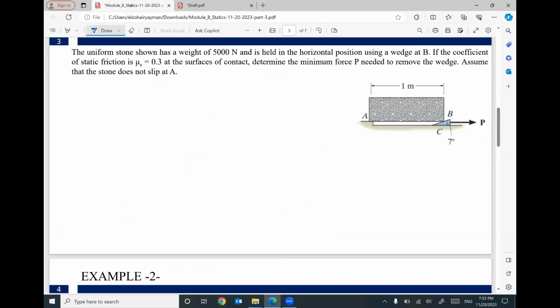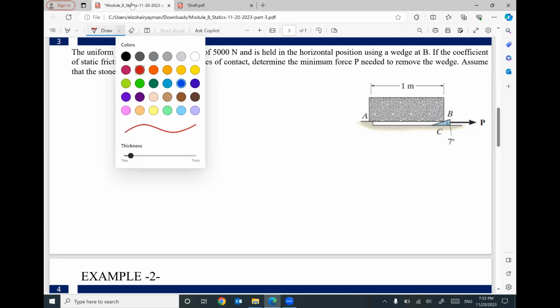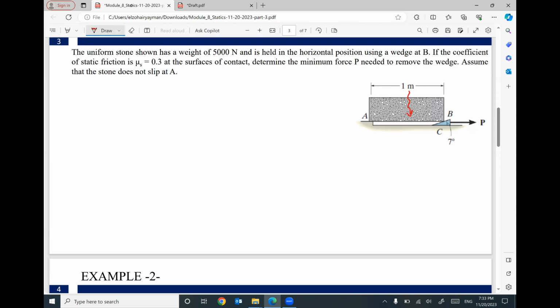We have another example here, which is a combination between what we are covering today and something we covered before. So we have a uniform stone shown, which has a weight of 5,000 Newton and is held in the horizontal position using a wedge at B. So it looks like we are supporting this stone with a wedge at B.